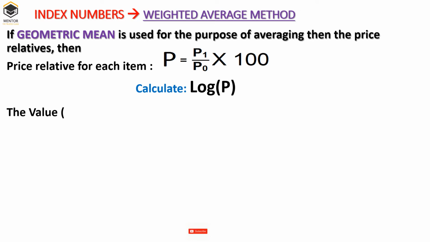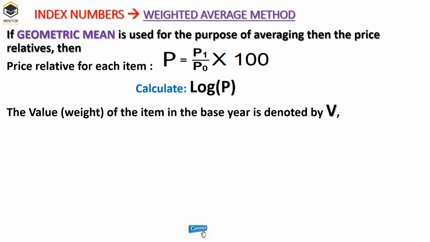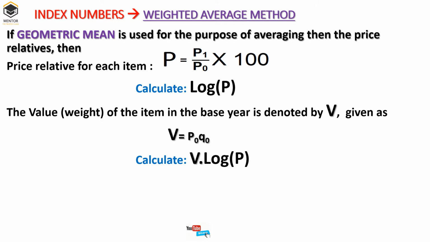Next, the weight we have to find. The value weight of the item in the base year is denoted by V and is given by the formula V equals P0 Q0. P0 Q0 stands for P the price of the base year, Q the quantity of the base year. If we multiply these two, we will get the weight, that is nothing but a value. Next, we have to calculate V and log P. So V and log P, we have to multiply these two.